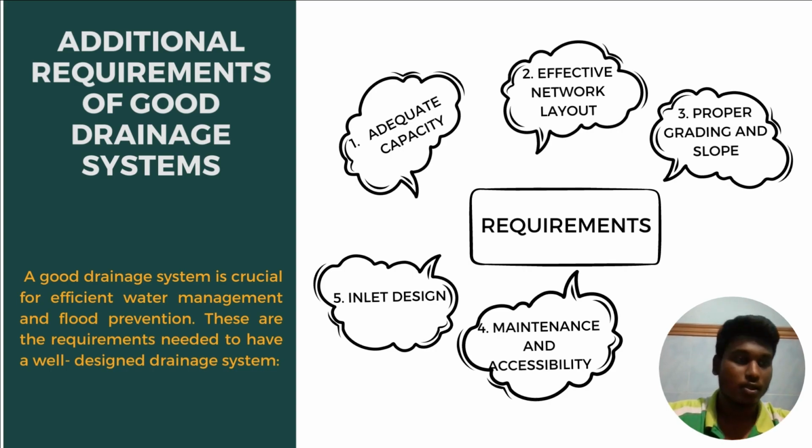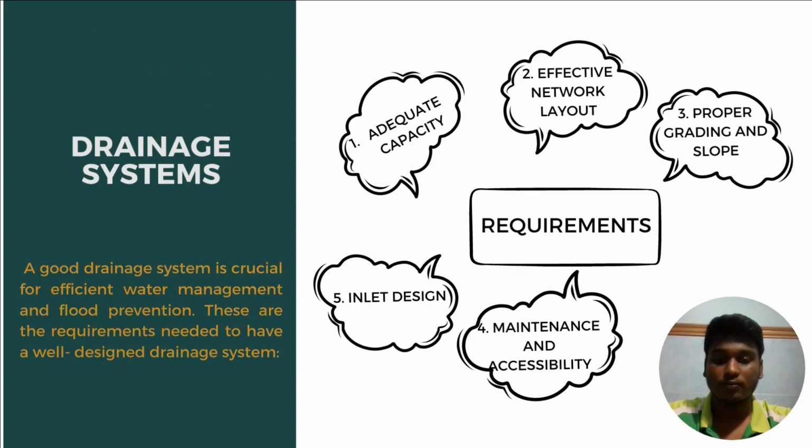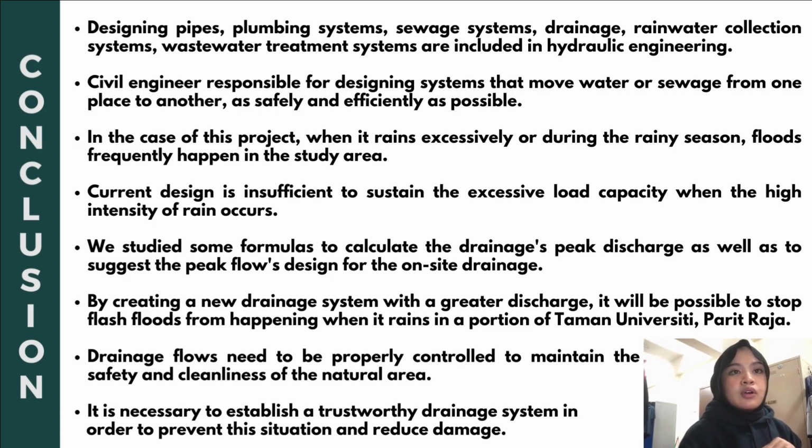Overall, we can say that a good drainage system should effectively manage surface runoff, prevent localized flooding, and protect the surrounding environment. It should be designed with a holistic approach, considering factors such as capacity, maintenance, integration with natural systems, and sustainability for long-term effectiveness. These are very important requirements that need to be taken. That's all. Next, I will present our conclusion.